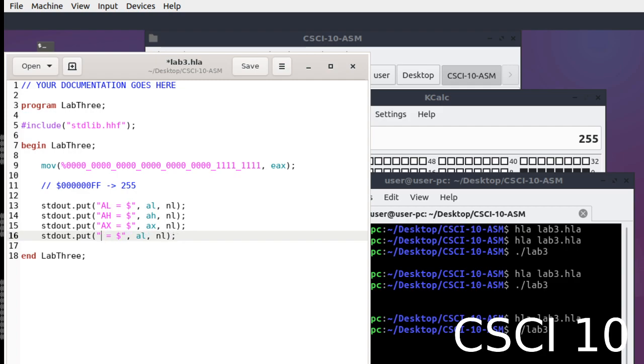I'm adding the $ to my output because I think that makes it easier. I'm going to line these up too because I think it'll look nice. I added the $ because HLA does not print the $. So I added the $ so I would know for certain that I'm looking at a hexadecimal value. So EAX is going to be all of these. 0, 0, 0, 0, 0, 0, FF will be EAX's contents.